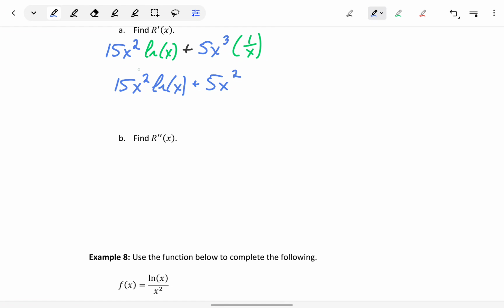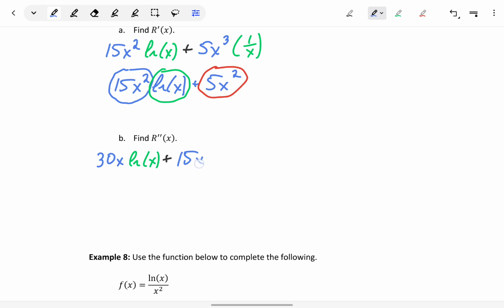To find the second derivative, the first term of our first derivative will require another application of the product rule, but then the last term will just differentiate by itself. So applying the product rule to the first term will give us 30x times the natural log of x plus 15x squared times 1 over x, plus the derivative of 5x squared, which will be 10x.